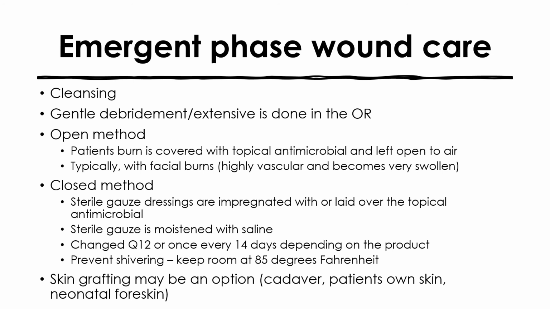It's really important to prevent the patient from shivering and also to keep the room pretty warm. So we need to keep the room of a burn patient at least 85 degrees Fahrenheit. And also skin grafting can be an option. So this is also all intertwined with wound care. Skin grafting can be taken from the patient's own skin, which we'll see a video of in a little bit. It can be taken from a cadaver. Also, neonatal foreskin can be used as well.